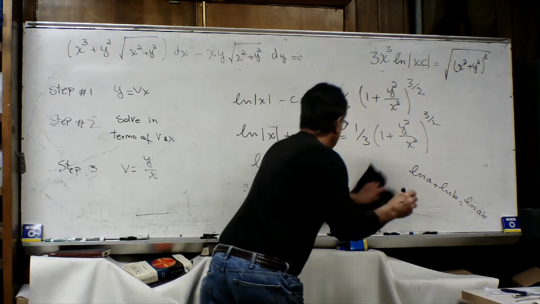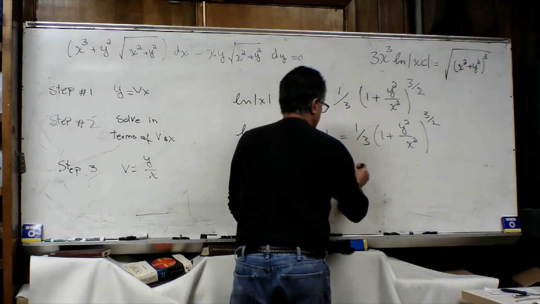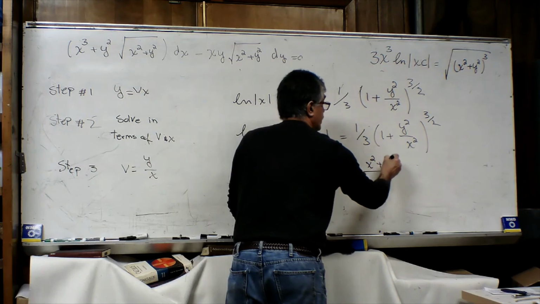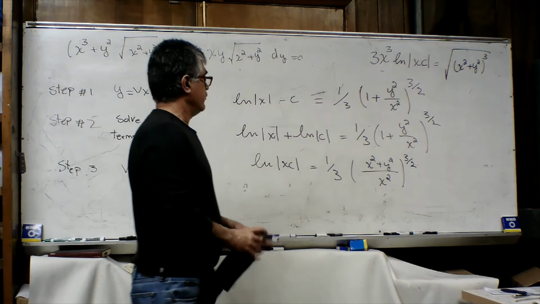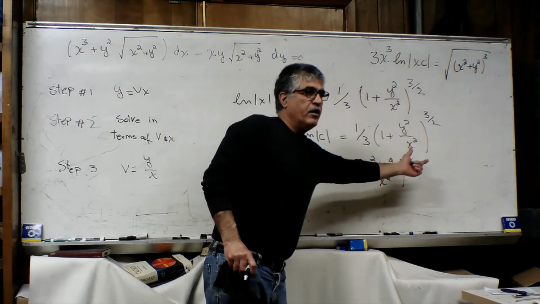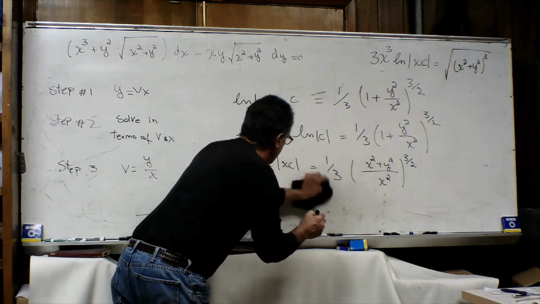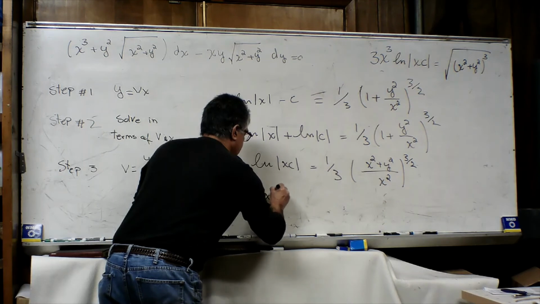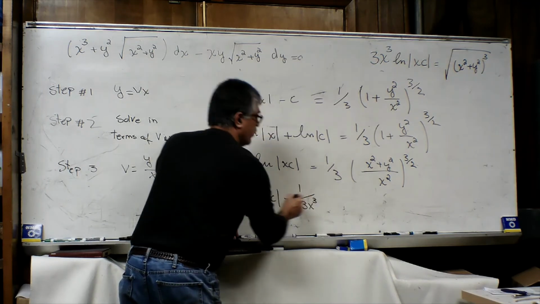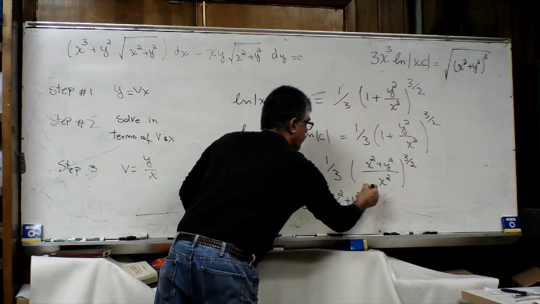natural log of xc is equal to 1/3 of, and they use the common denominator, x squared plus y squared to power 3/2. So we can take x squared to power 3/2, 3 divided by 2, it becomes x cubed and can come out. So we can write this as natural log of xc equal to 1 over 3x cubed multiplied by x squared plus y squared to power 3/2.